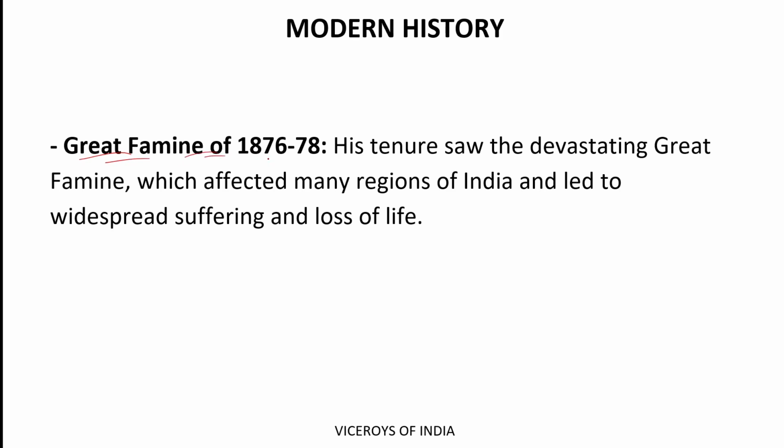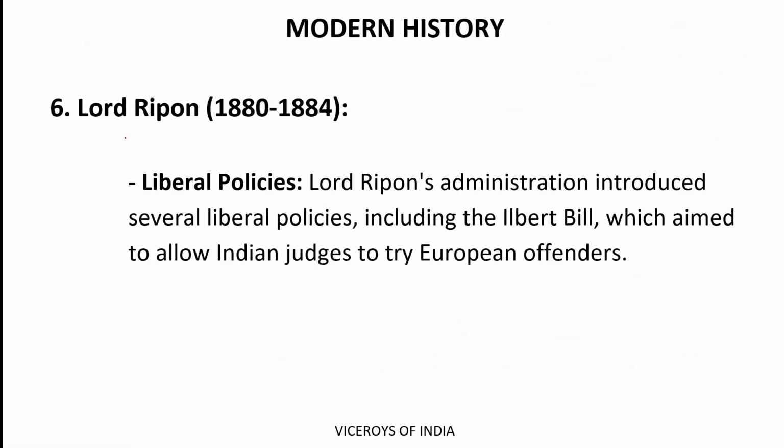Thereafter, we also have a great famine which was prevailing in India during 1876 to 1878, which led to the loss of life. Many lives were lost during this time period. Okay, so remember these facts. Now we had Lord Ripon. Basically, Lord Ripon was the person who repealed the Vernacular Press Act. Okay, so the Vernacular Press Act, which was passed by Lord Lytton, was removed by Lord Ripon.